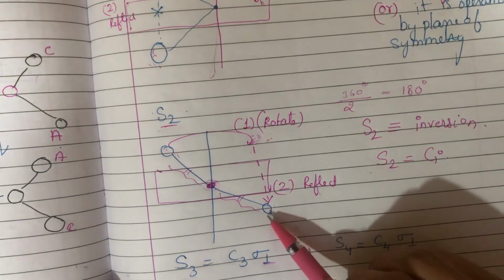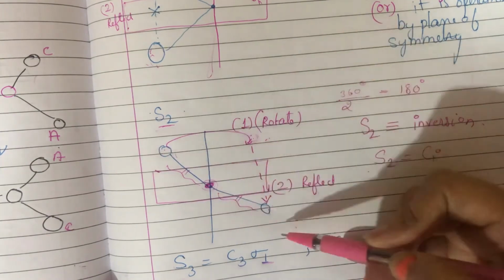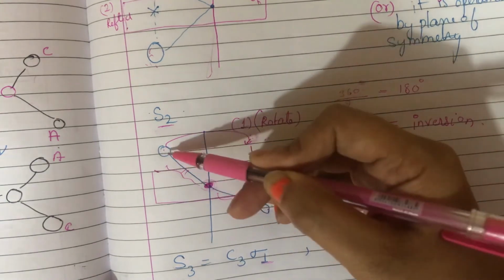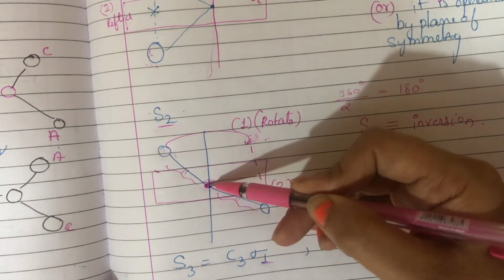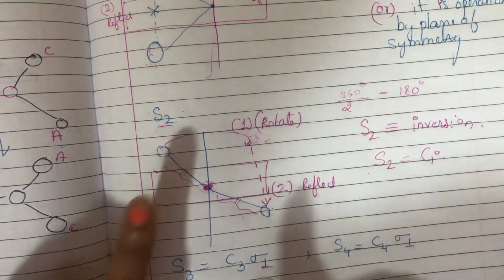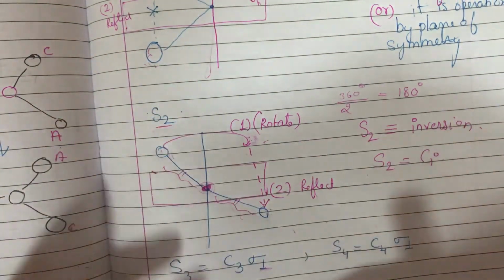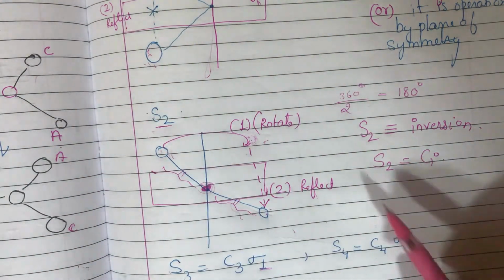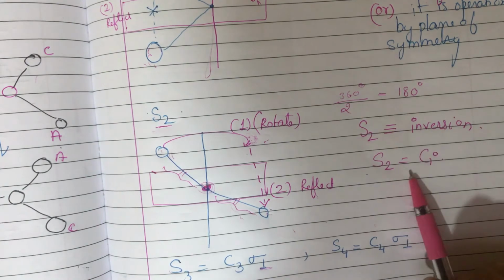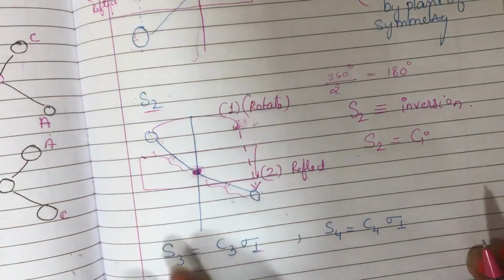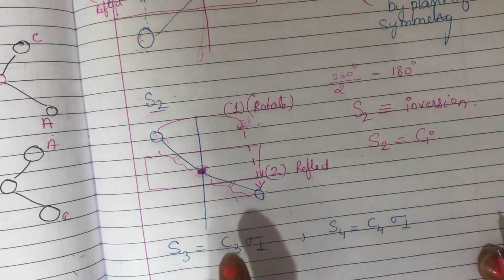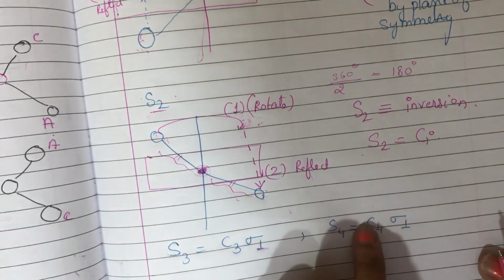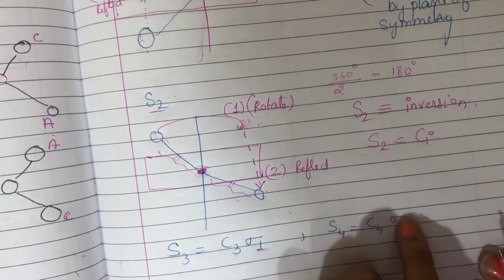Now if I see this molecule which was initially at this position, what I find is that this is the center of origin, where the distance from this point to this atom is the same as from this point to the other atom. That means these two distances are the same. This indicates the recent symmetry which we have learned, that is the center of inversion. So S2 is nothing but inversion, or S2 is equal to Ci. Now what if S3 comes into picture? S3 means a C3 axis with sigma perpendicular. S4 means a C4 axis with sigma perpendicular.